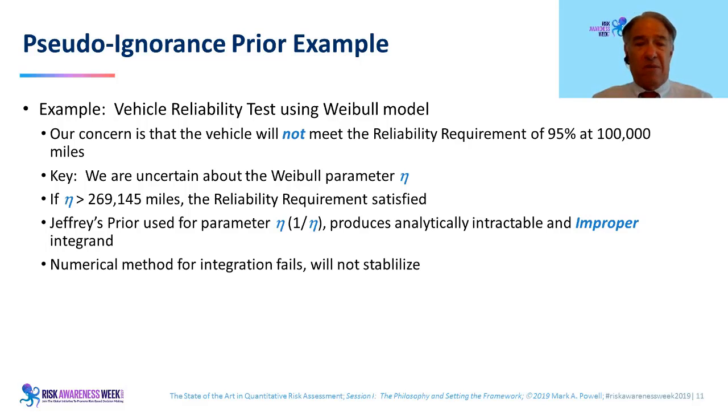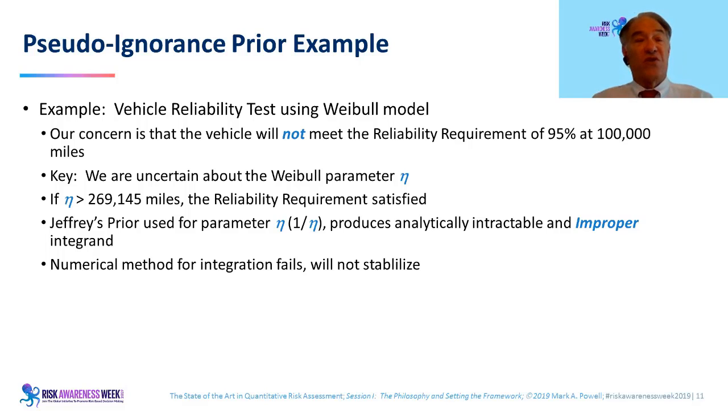So we've got a problem. And it turns out that because it's an analytically intractable and improper integrand, our numerical method fails. It doesn't stabilize. And we'll talk about that at great length, the numerical method in specific. But it just won't work properly. We can't use it to calculate our probabilities.